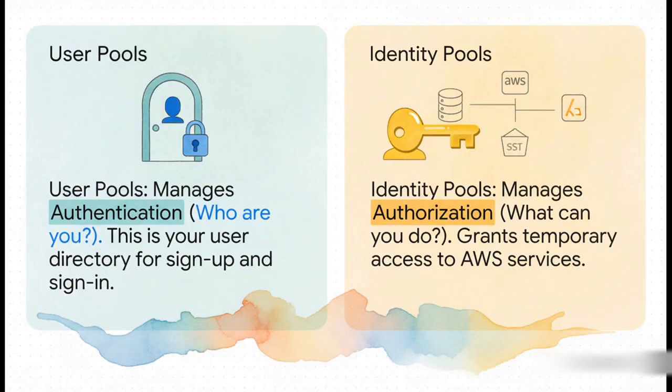On one hand, you've got user pools. Think of this as the bouncer at the front door. It's your user directory, and its job is authentication. It asks the question, who are you? On the other hand, you have identity pools. Think of these as the VIP wristband you get once you're inside. Their job is authorization. They answer the question, okay, now that you're in, what are you allowed to do? By giving you temporary access to other AWS services.